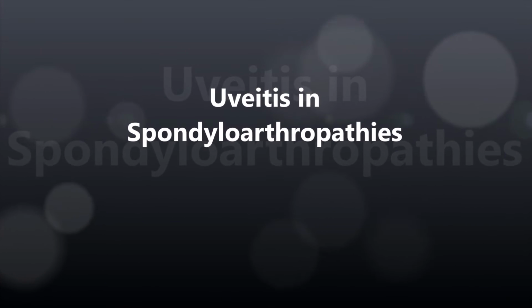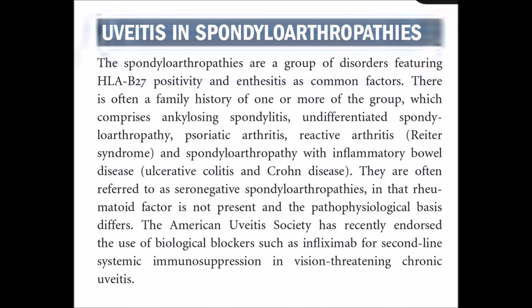The topic we are going to discuss today is uveitis and spondyloarthropathies. The spondyloarthropathies are a group of disorders featuring HLA B27 positivity and enthesitis as common factors. There is often a family history of one or more of the group, which comprises ankylosing spondylitis, undifferentiated spondyloarthropathy, psoriatic arthritis, reactive arthritis like Reiter syndrome, and spondyloarthropathy with inflammatory bowel disease like ulcerative colitis and Crohn's disease.